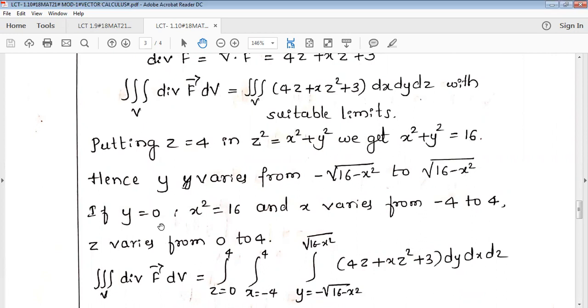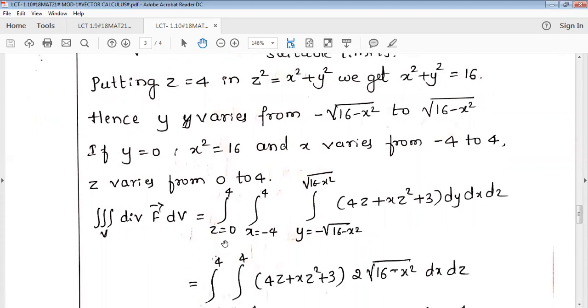If y is 0, then what happens? x squared is equal to 16, and x varies from minus 4 to plus 4. And z varies from 0 to 4. Therefore, z varies from 0 to 4, x varies from minus 4 to plus 4, and y varies from minus square root of 16 minus x squared to plus square root of 16 minus x squared. This is how to find the limits by using the given bounded region.